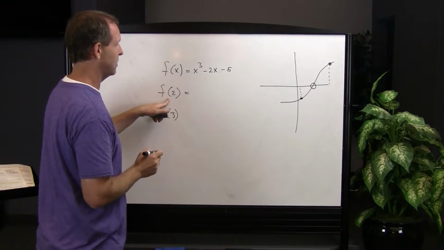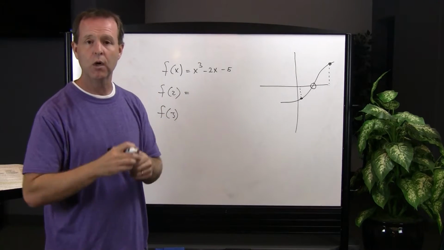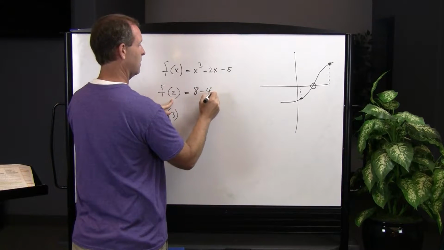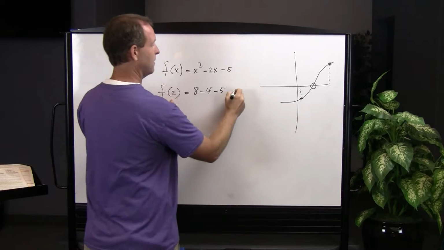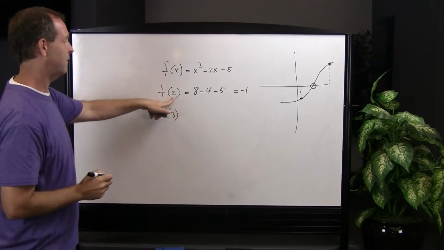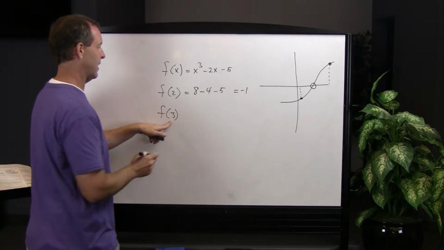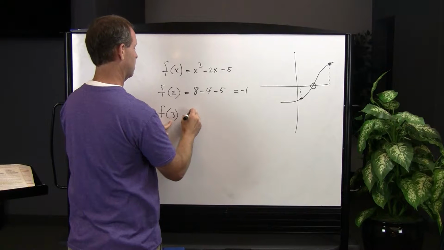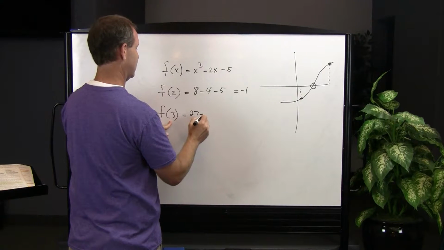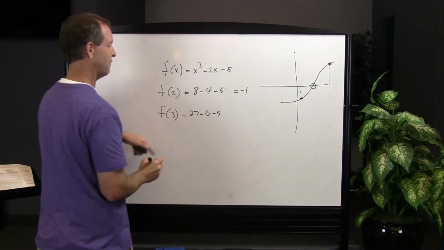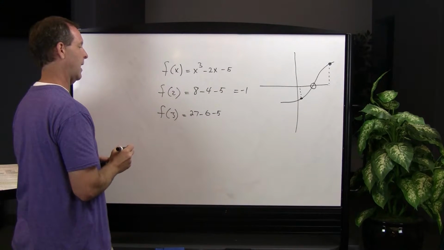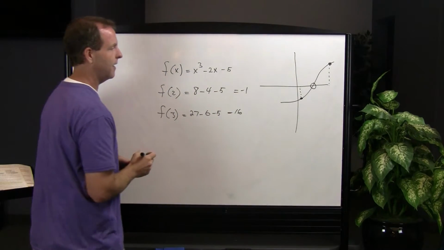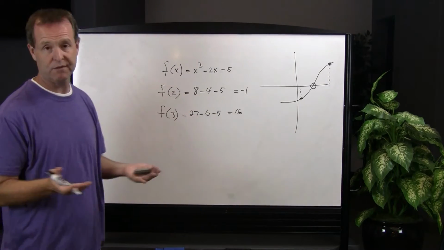Well, let's evaluate this at 2. It's a number that I've already produced to show you what's going to happen here. So 2 cubed is 8 minus 4 minus 5 produces a negative 1. So f of 2 is negative 1. And let's look at 3. 3 times 3 times 3 is what, 27? Minus 6 minus 5, and that produces a 16. So that tells me then that I have at some point, and this graph looks fairly similar.